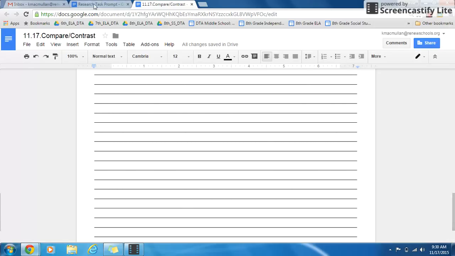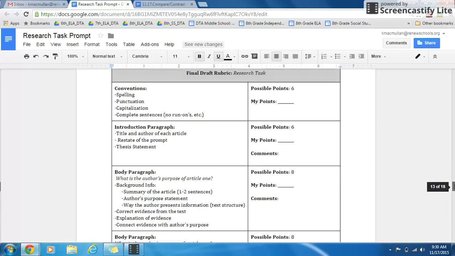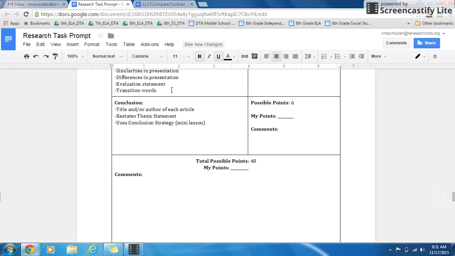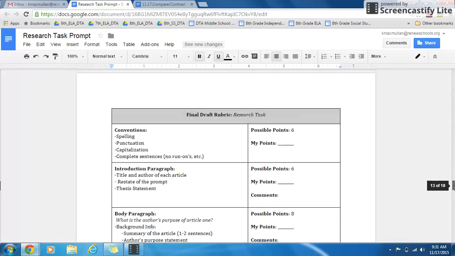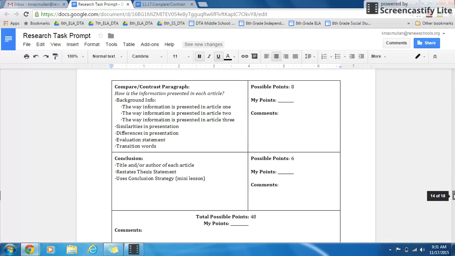And I also wanted to draw attention to our rubric that is in your packet. So once you write your compare and contrast paragraph, all you'll have left is your conclusion paragraph, which can be 1, 2, maybe 3 sentences that restates what you proved, uses your title and or your author, maybe a strategy to leave the reader wanting more or giving a little anecdote. But you should use this rubric to go through your entire essay and make sure that you have given the author's purpose of each article with background information and then compare and contrast it the way that information is presented.